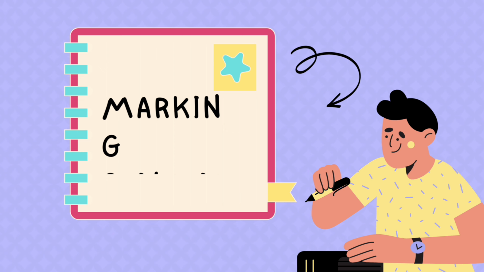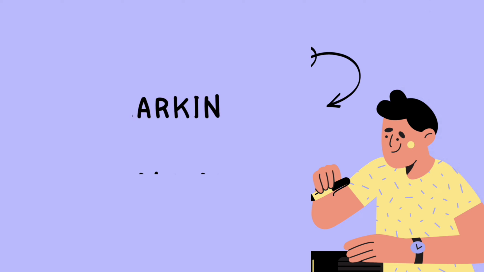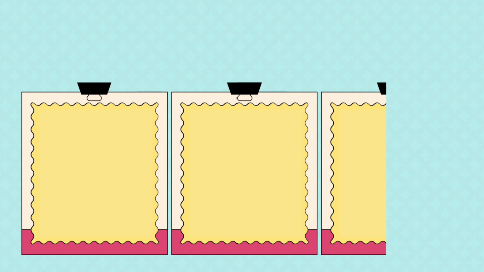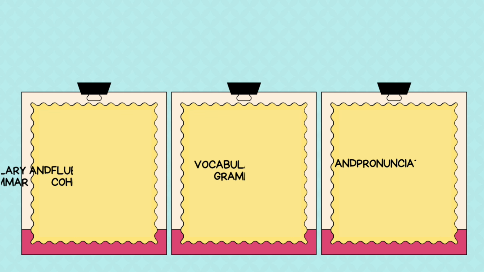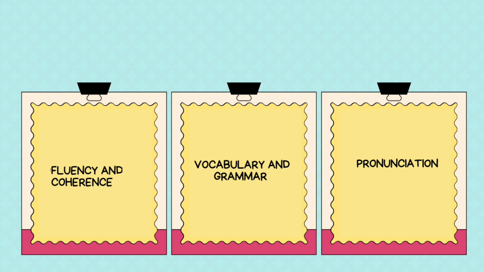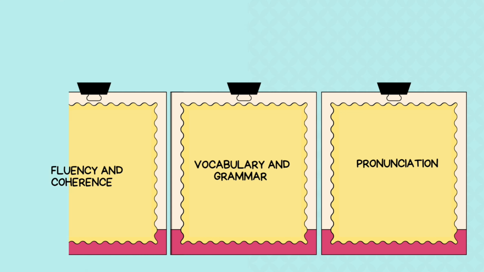So we will be looking at that now. So yes, there are 4 marking criteria in IELTS speaking test. Okay, the first one is fluency and cohesion. Second one is vocabulary and grammar. The third one is pronunciation, and also there is vocabulary. Actually, it's also known as lexical resource.